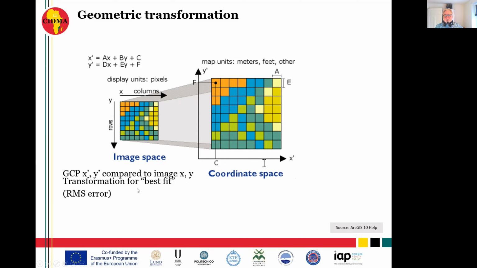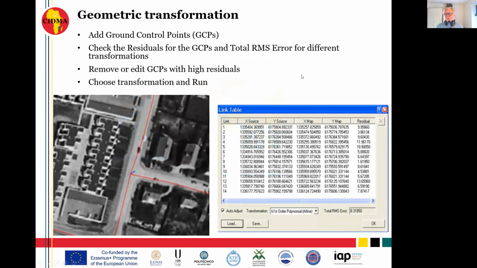It's compared to the image transformation for the best fit using a polynomial equation. And then we have an error, of course, also always. But it's important, of course, to make that error as low as possible. So here we have the satellite image, the uncorrected one. And here we have a digital road vector layer. And we can now find points, ground control points, between these two data sources.